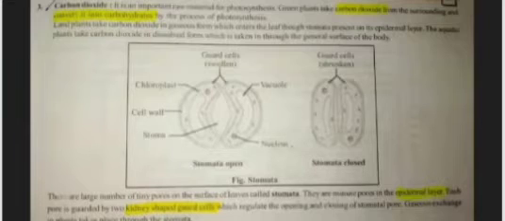Land plants take carbon dioxide in gaseous form which enters the leaf through stomata present on its epidermal layer. The aquatic plants take carbon dioxide in dissolved form which is taken in through the general surface of the body.